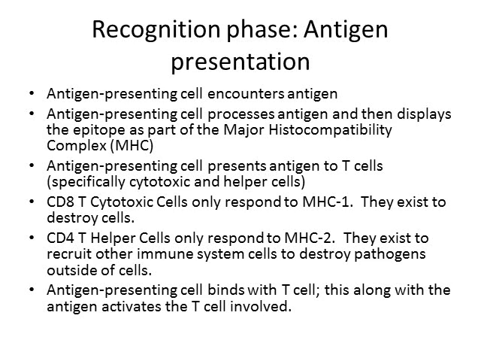There are two types of major histocompatibility complex: major histocompatibility complex 1 and 2. CD8 cells, or the cytotoxic cells, only respond to major histocompatibility complex 1, and these are only displayed by diseased human tissue, and thus the CD8 cells can then be triggered off to destroy those cells. CD4 T helper cells only respond to MHC2, and they activate CD8 cells, but they also recruit other immune system cells to destroy pathogens that exist outside of cells. But basically, an antigen-presenting cell binds with a T cell, and this activates the T cell involved, either the CD4 cell or the CD8 cell.